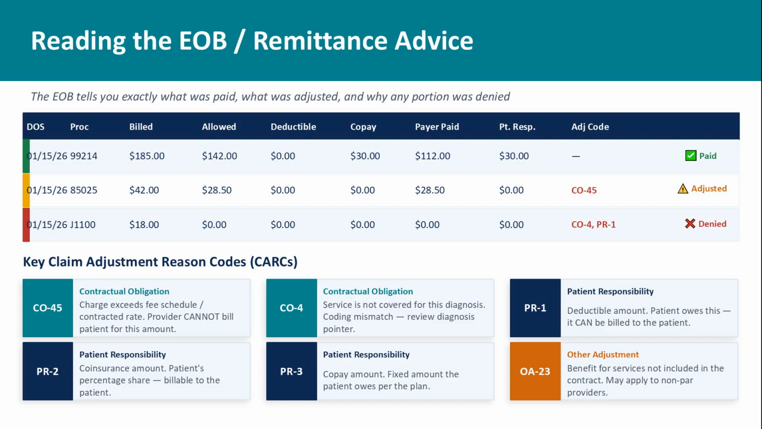Now let me quickly explain the 3 adjustment prefix categories. CO, contractual obligation. These are payer-provider contract adjustments. The provider cannot bill the patient for CO amounts. PR, patient responsibility. These are billable to the patient. Deductibles, copays, coinsurance. OA, other adjustments. Various reasons that don't fit CO or PR categories. Knowing these codes is essential for denial management, which we'll cover in Module 7.